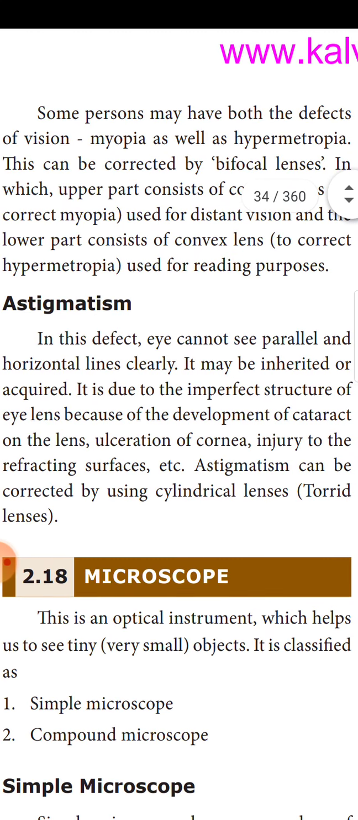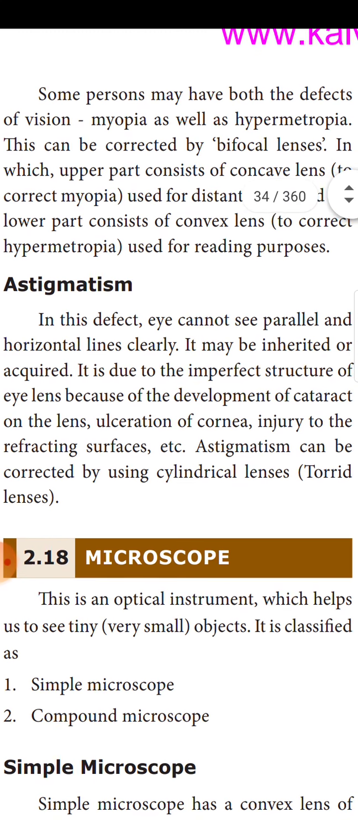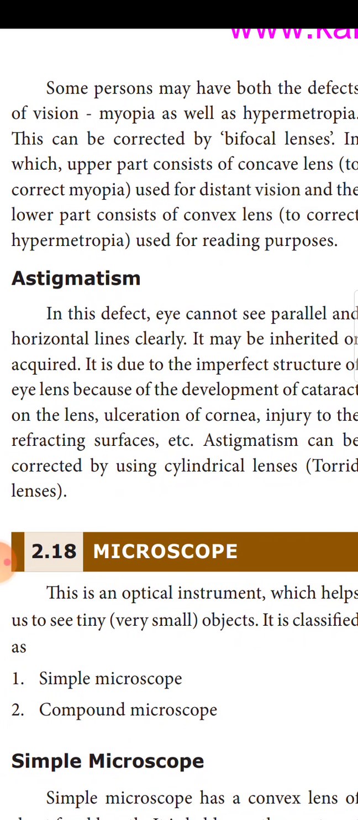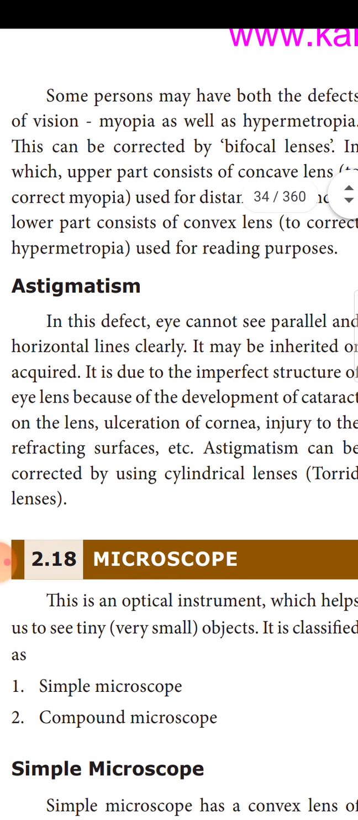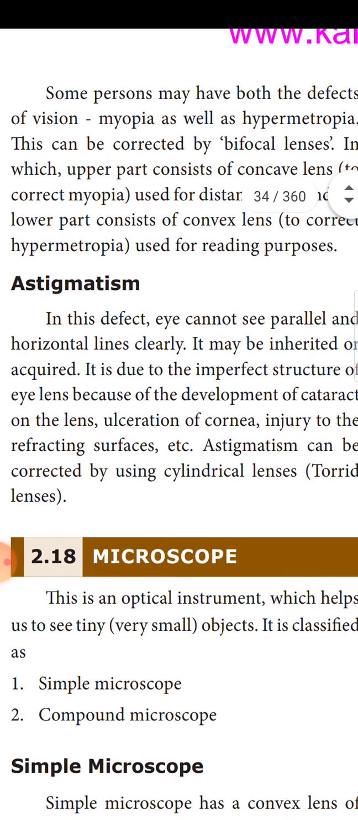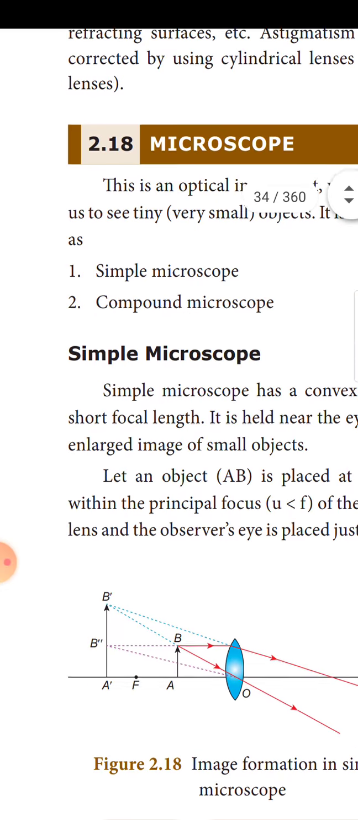It is due to the imperfect structure of the eye lenses, because of the development of cataract on the lens, ulceration of the cornea, injury in the refracting surfaces, etc. Astigmatism can be corrected by using cylindrical lenses, toroid lenses. Cylindrical lenses can be used for astigmatism.